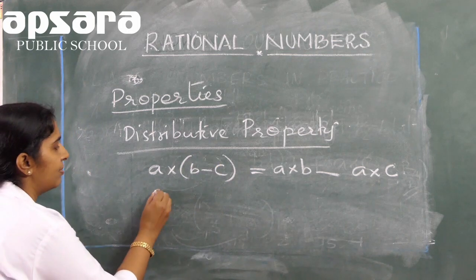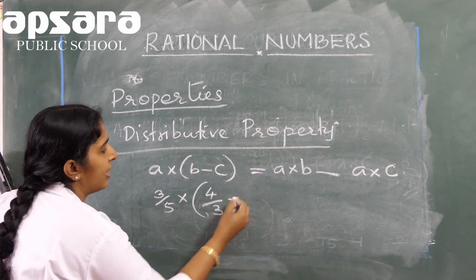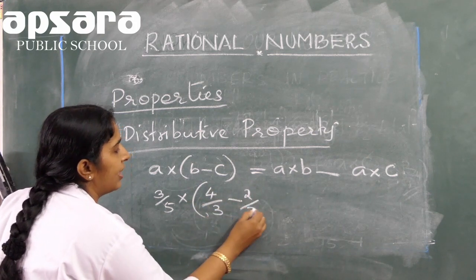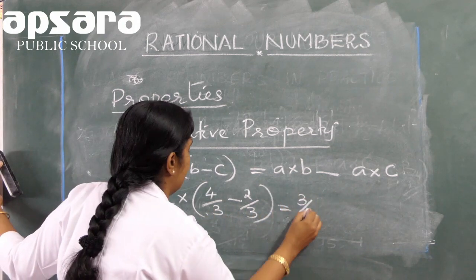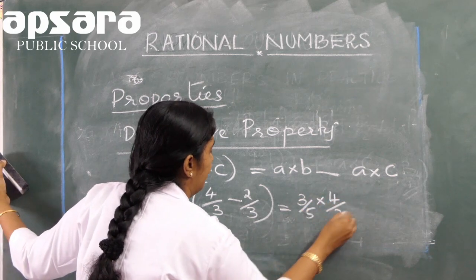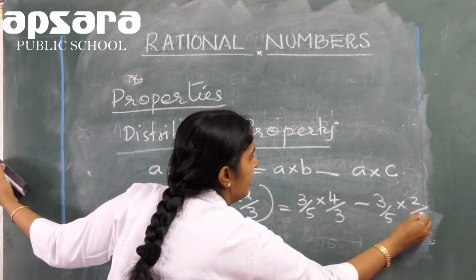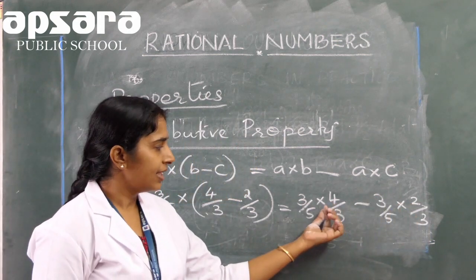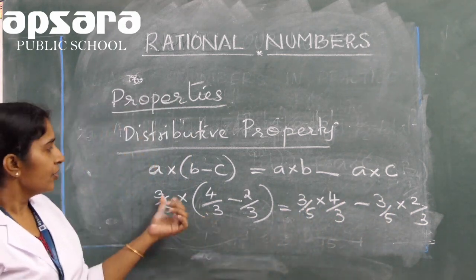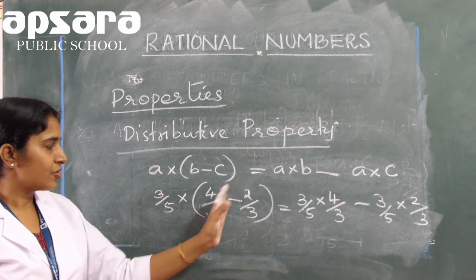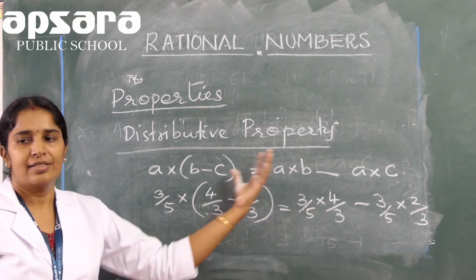Now, let me give an example. 3 by 5 into 4 by 3 minus 2 by 3, which is equal to 3 by 5 into 4 by 3 minus 3 by 5 into 2 by 3. And if you multiply these two, you will get a fraction. Here also you will get one, then subtract, you will get the answer. Otherwise, you can just subtract these two rational numbers, then multiply with 3 by 5. You will get the same answer on both sides.